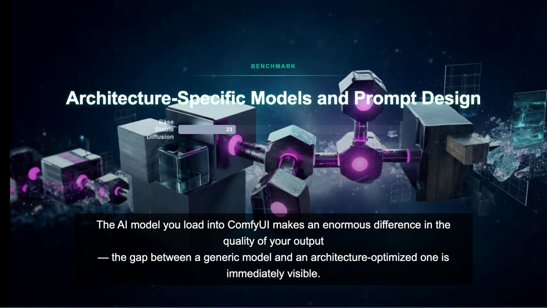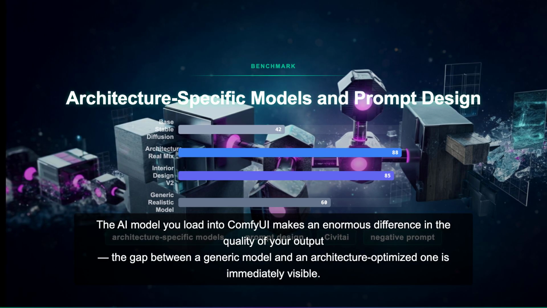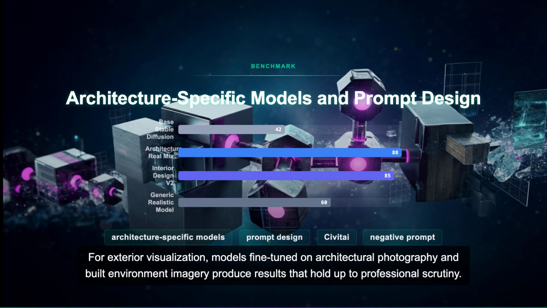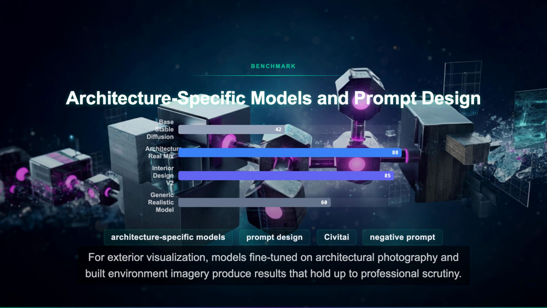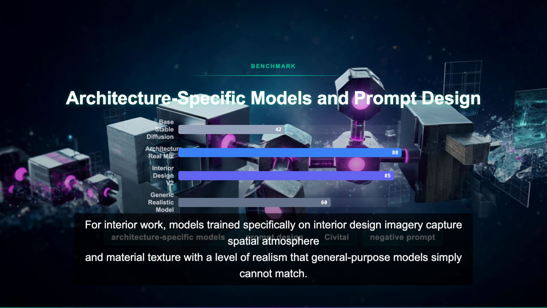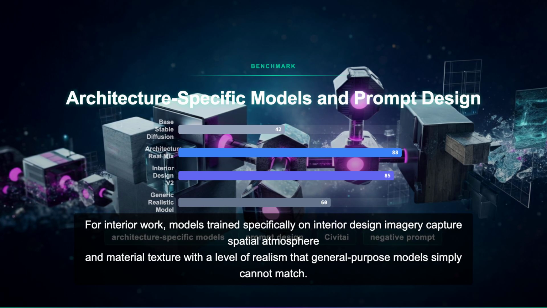The AI model you load into ComfyUI makes an enormous difference in the quality of your output. The gap between a generic model and an architecture-optimized one is immediately visible. For exterior visualization, models fine-tuned on architectural photography and built environment imagery produce results that hold up to professional scrutiny. For interior work, models trained specifically on interior design imagery capture spatial atmosphere and material texture with a level of realism that general-purpose models simply cannot match.